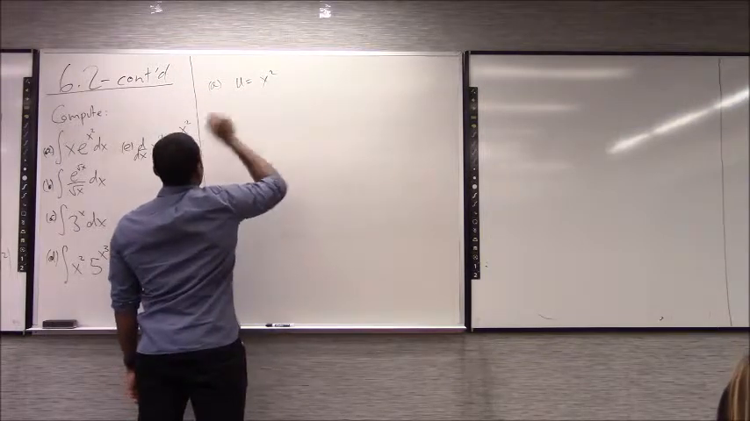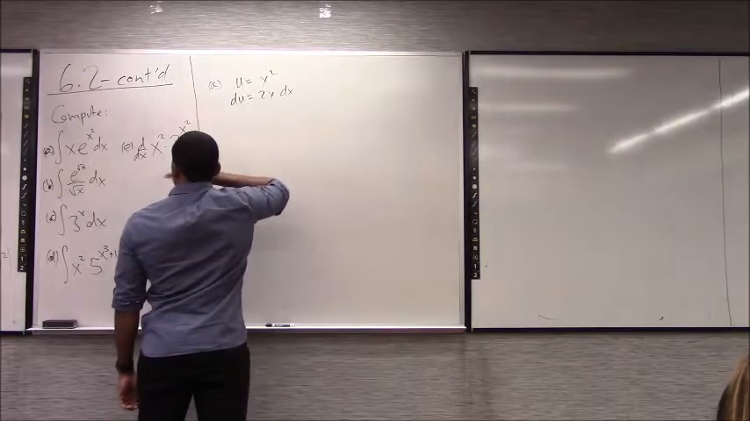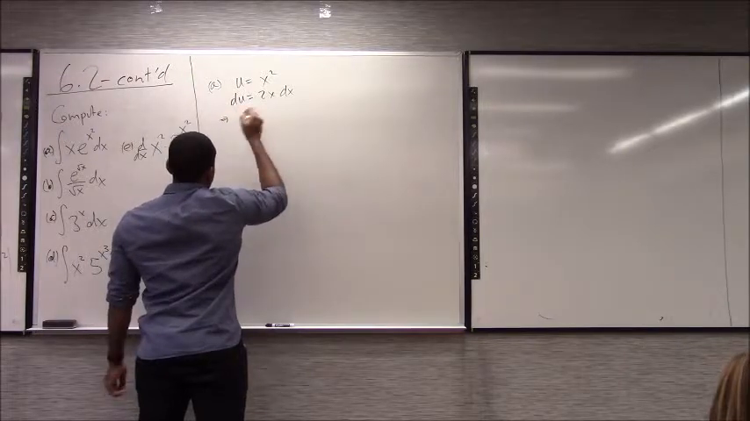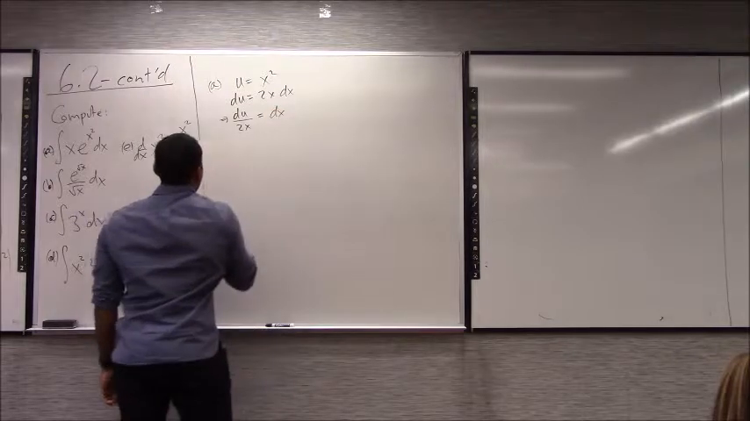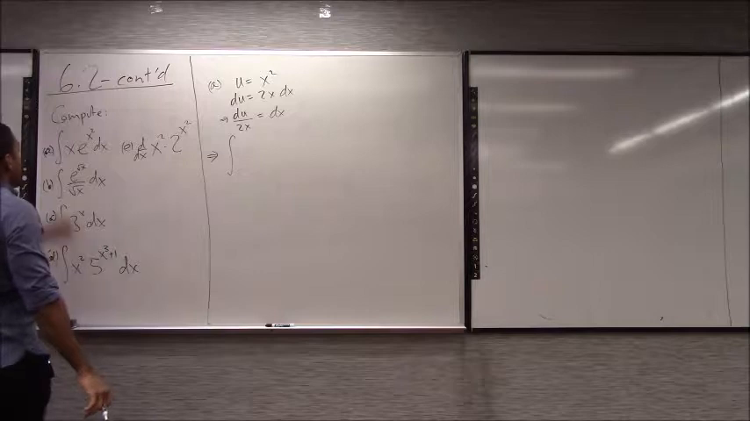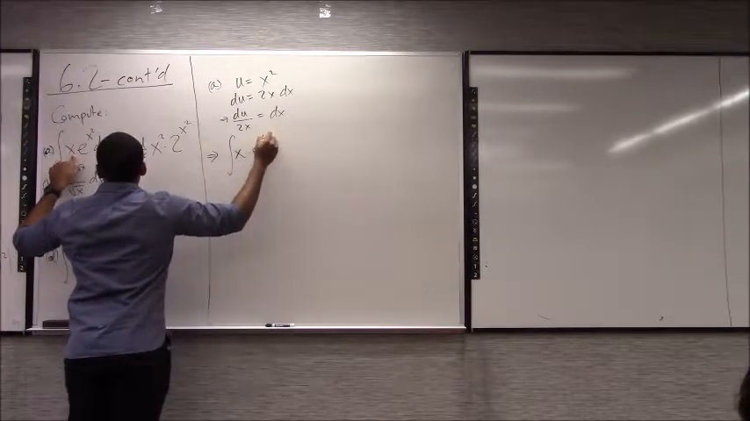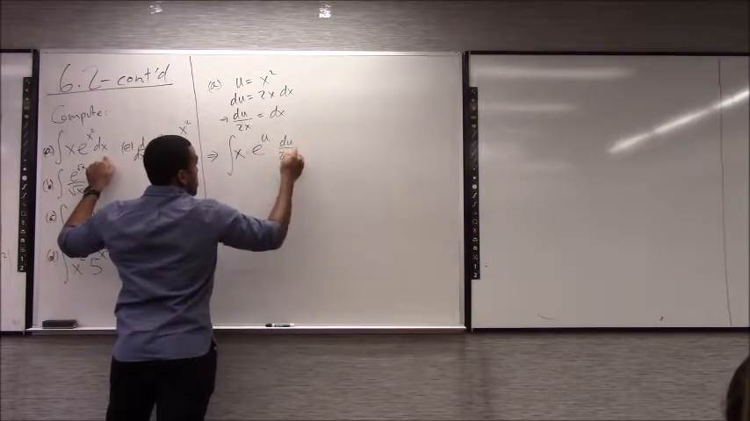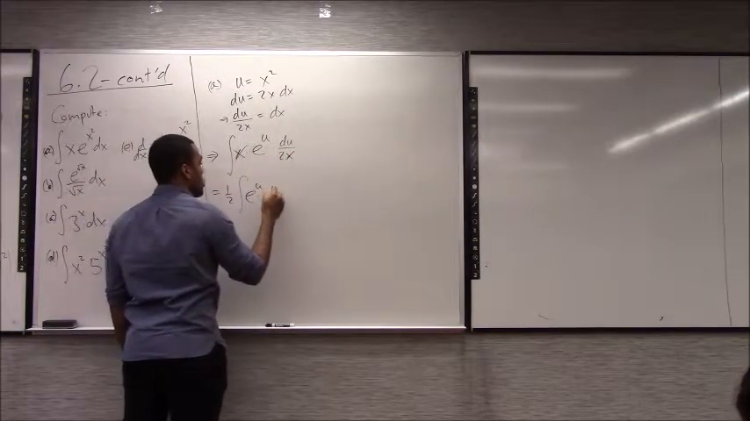And then differentiate both of those, get du equals 2x dx. And given that, get the dx alone, so divide du by 2x. Okay. Now that you start to plug them in, the x and the x will cancel, you'll get 1/2. And that becomes e to the u, and then the dx becomes du over 2x. The x's cancel. That becomes 1/2 integral of e to the u du.